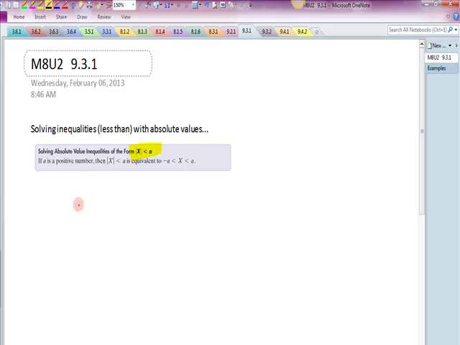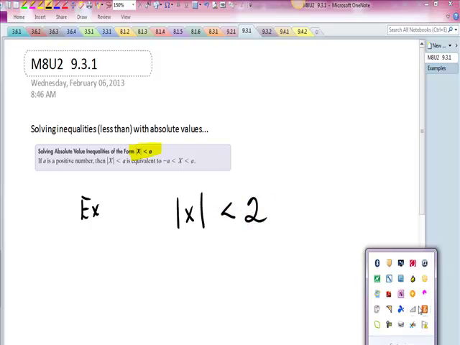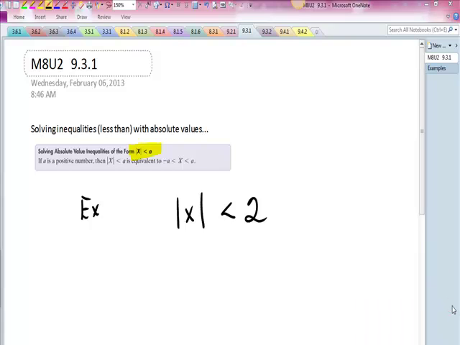So, for example, if we had the absolute value of x is less than 2. What that means is x represents any quantity whose absolute value would be a number smaller than 2. And for example, let's just see if we can name some of the answers.